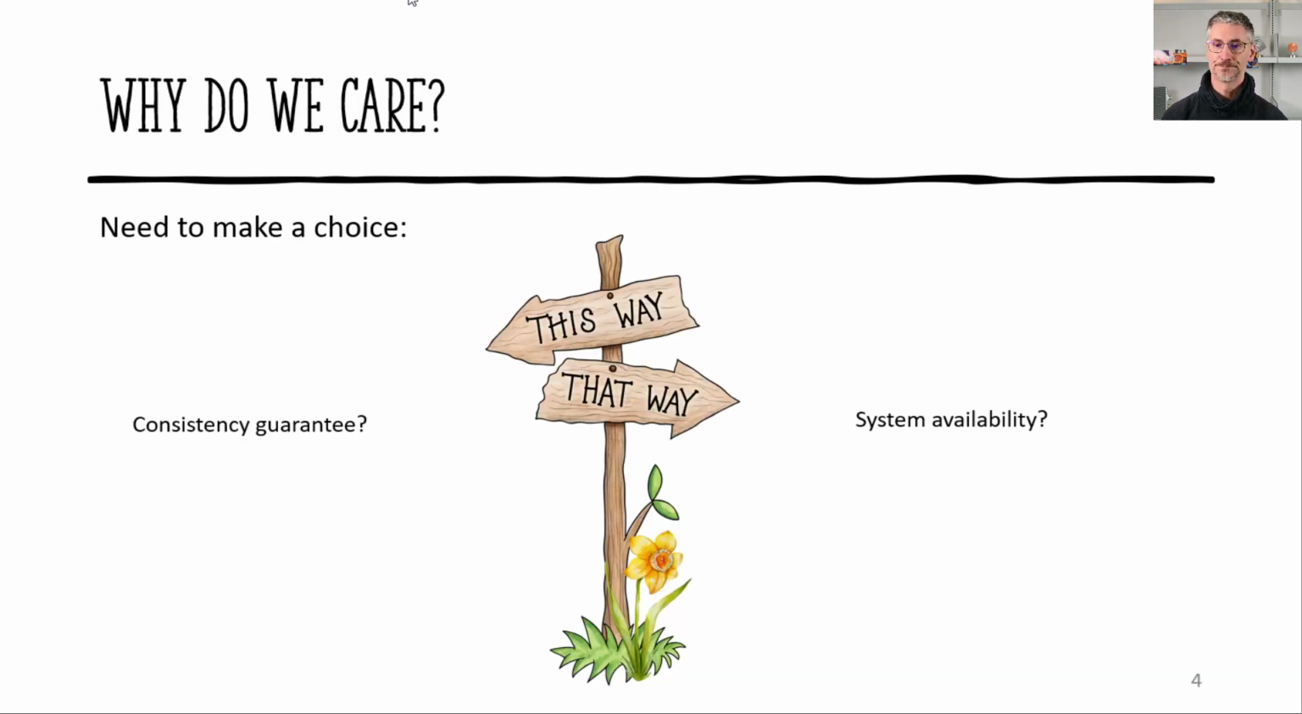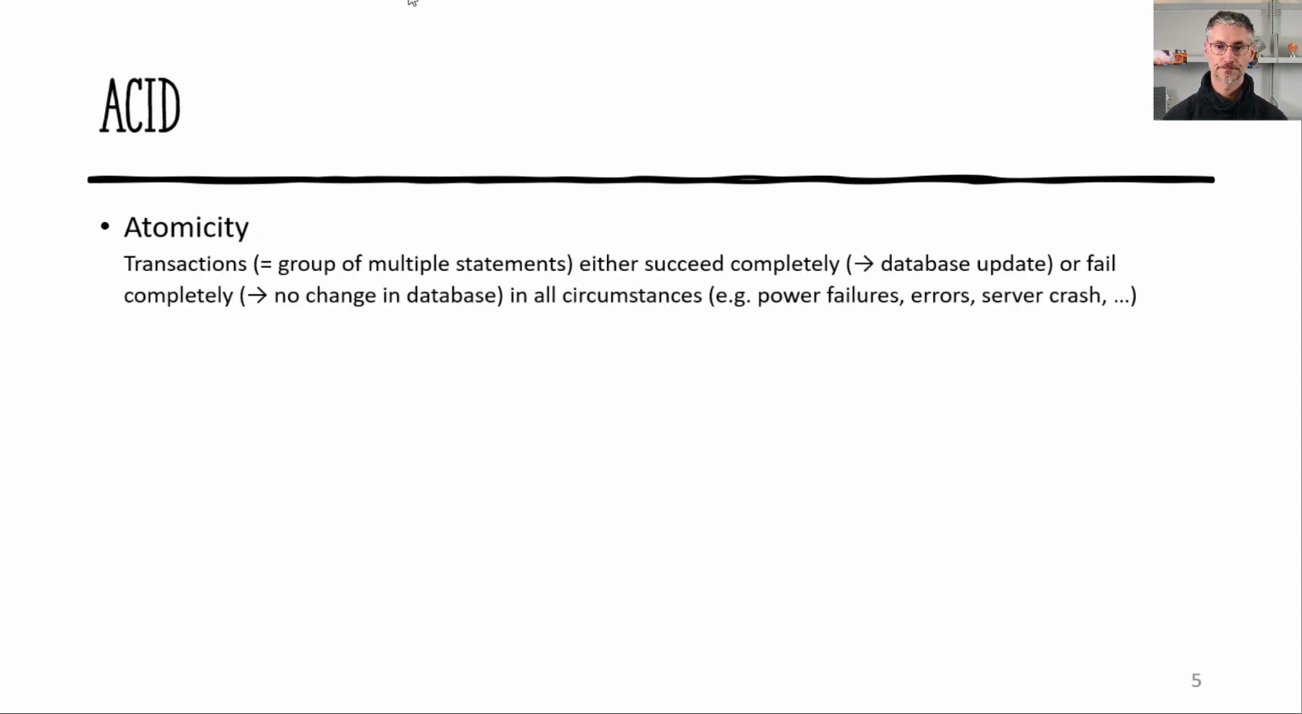So why do we care? We need to make a choice, for example between system availability or consistency guarantees. We can't have everything, so we need to look at our use case and our application, our research data management system, to think about what we care more about, consistency or availability. And this is summarized in the ACID versus BASE approach.